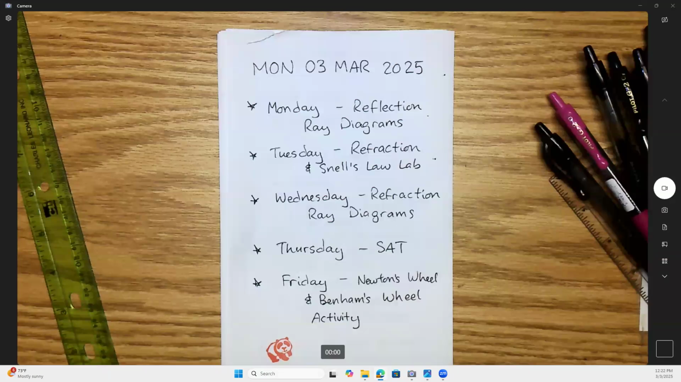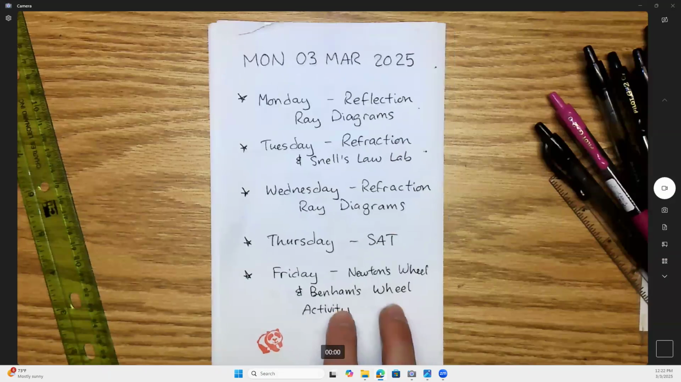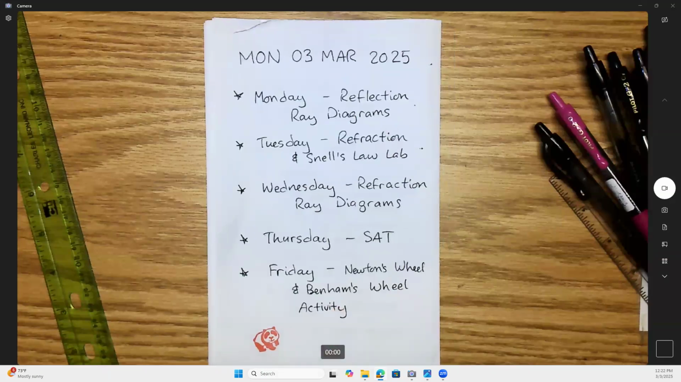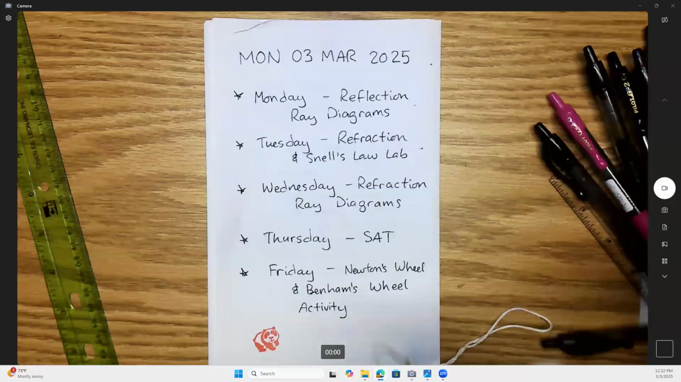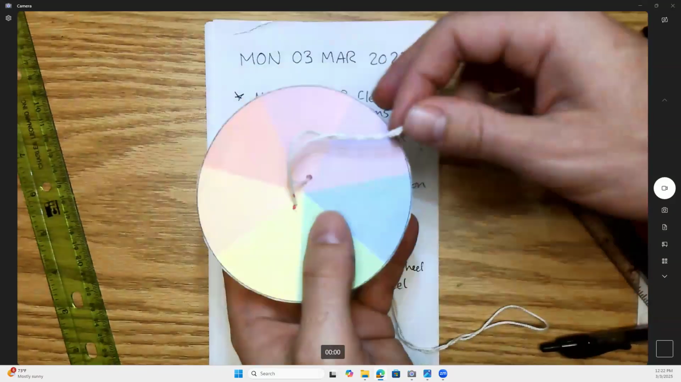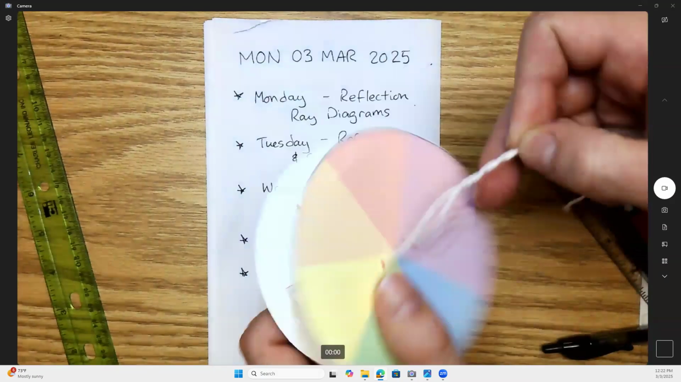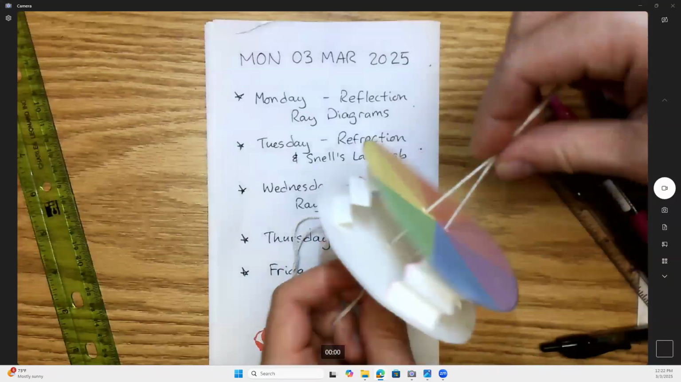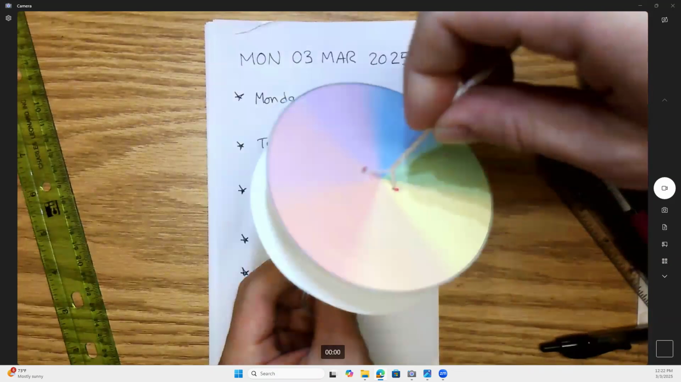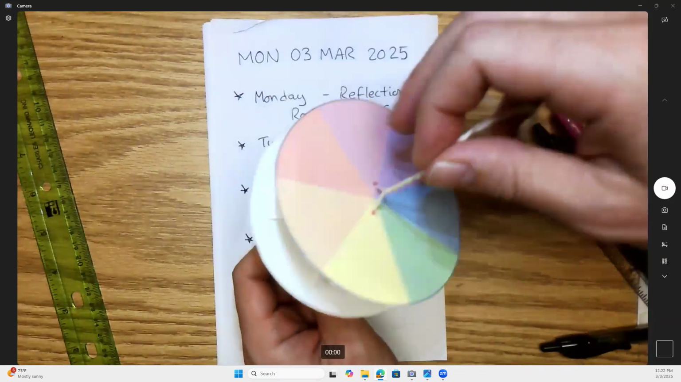Okay, and then Friday, I wanted to do an activity with you guys to round out the week. Actually, I have a model right here. So this is called a Newton's wheel on this side and a Benham's wheel on this side. And yeah, okay, let's see how well this works. I think better in real life than on camera, but we'll get this working as well as we can.